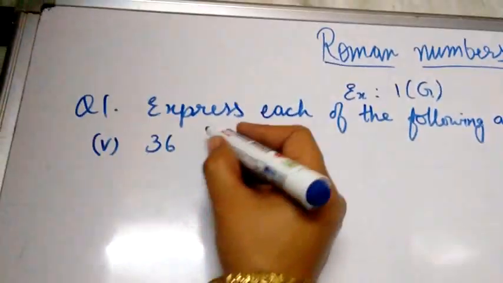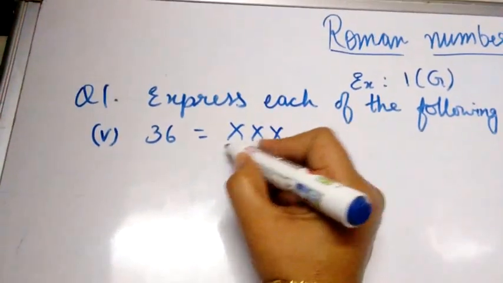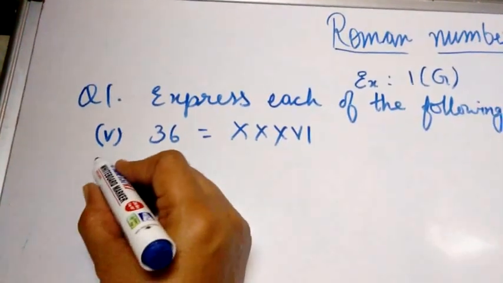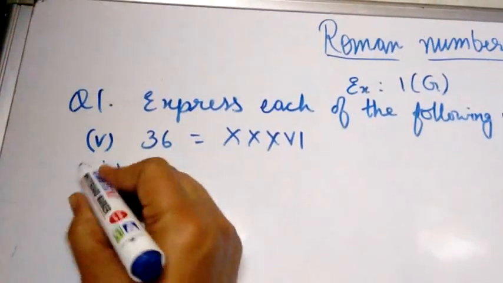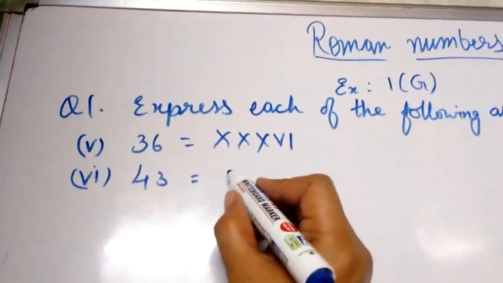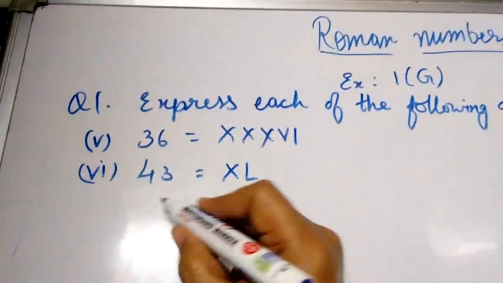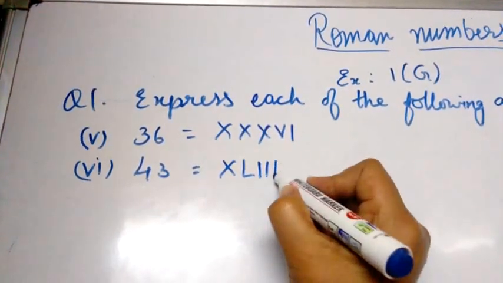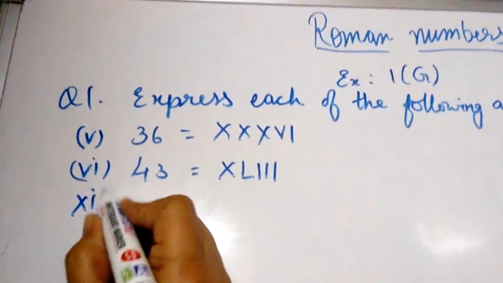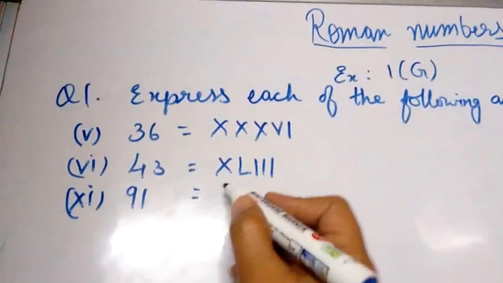36. 36 can be written as XXX, that is 30, and 6, this is 6. Next is sixth example, 43. So as we know that 40 can be written as XL and 3, 1, 2, 3. These are exercise questions, so we have to do these questions in our notebook.